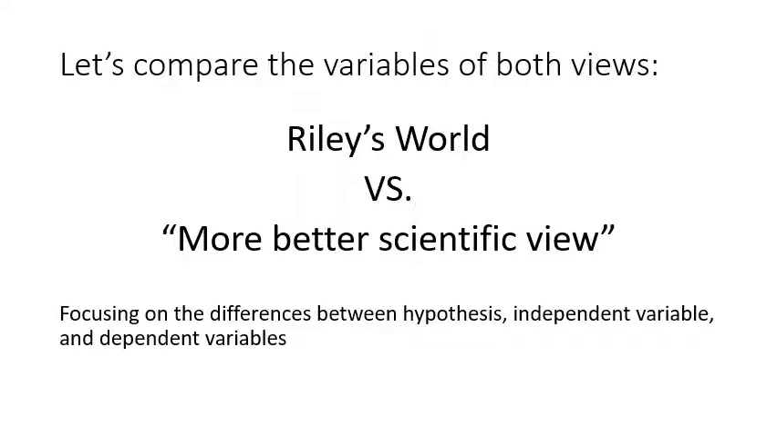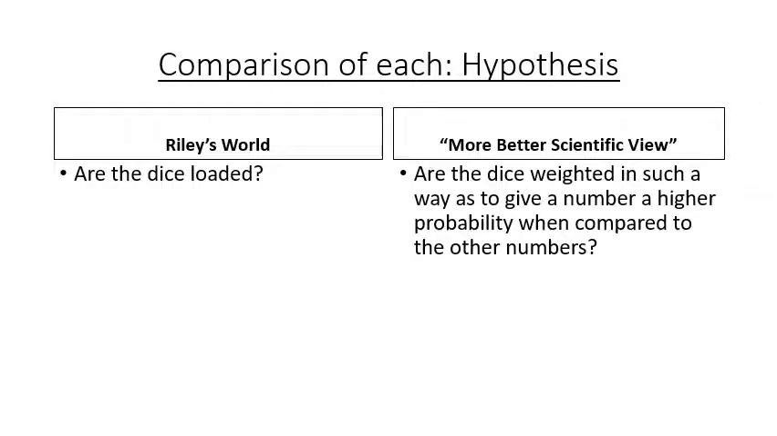Focusing on the differences between hypothesis, independent variable, and dependent variables. Comparison of each hypothesis. Riley's world. Are the dice loaded? More better scientific view. Are the dice weighted in such a way as to give a number a higher probability when compared to the other numbers?